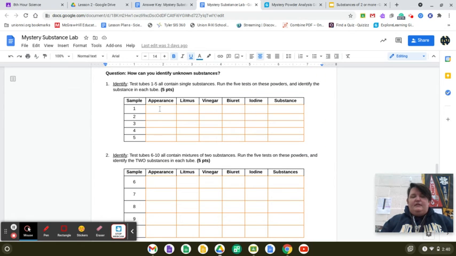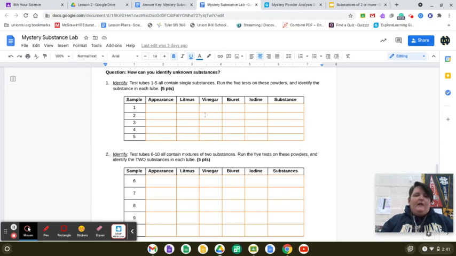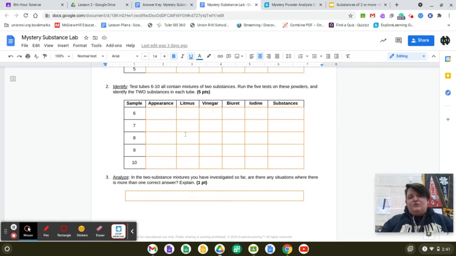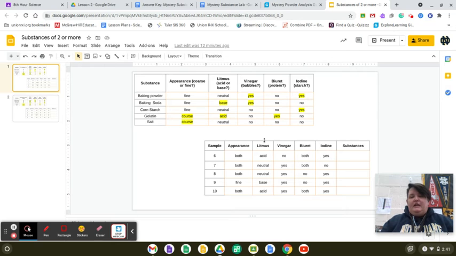So if you have, like say, appearance is fine, and then litmus is base, and then vinegar is no, and then biuret is no, and iodine is yes. If you have all of that, it should match up with something on the other data table. So this one here is where this discussion actually starts. These here are where you're combining 2 different substances of those 5. And so when you fill this all out, it should look like this here.